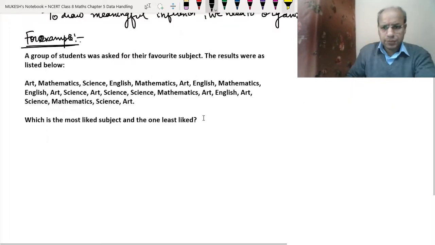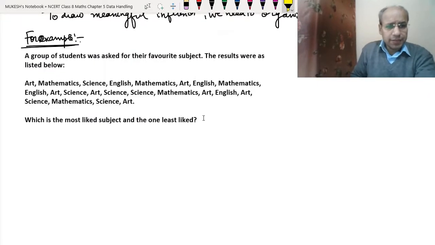See, this example is given. A group of students were asked for their favorite subject and the results are recorded as below. These are the different results given, and now the question is which is the most liked subject and which is the least liked subject. So what do we have to do? We have to count each and every subject separately. Then only can we tell which is the most liked subject and which is the least liked subject. But we cannot count this every time. So what will we do?